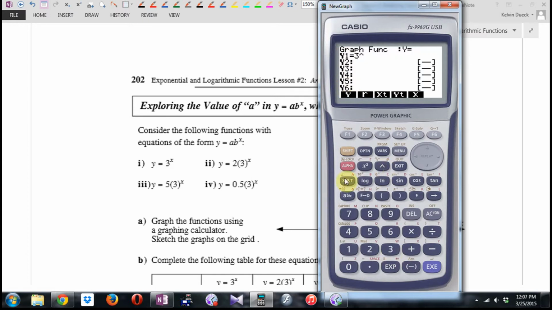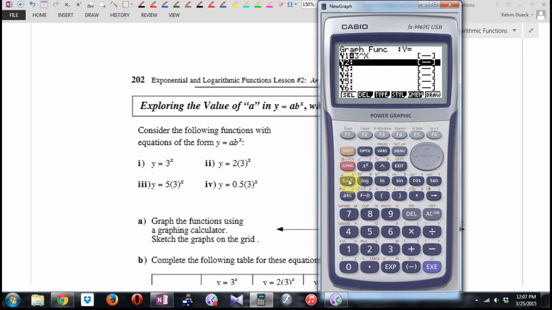And remember, x is below the red alpha button. Do not use this x here. That means something different. That's actually x as a function. You don't want that. You want x as a variable right there. Help them all out. And then how do you store the equation? Enter.